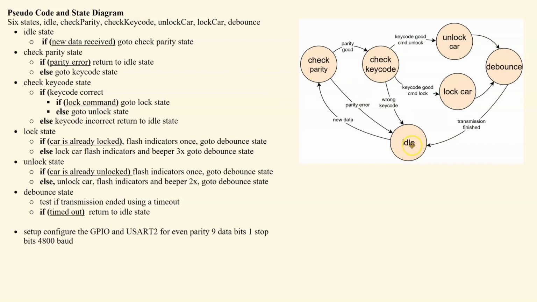We're a receiver. If we receive new data, we check the parity. If there's an error, we go back to idle. If the parity is good, then we check the key code. If the key code is wrong, we go back to idle. If the key code is good and the command was to unlock the car, we unlock the car and go to our debounce. If the key code was lock the car, then we lock the car and go to our debounce. The debounce waits for the transmission to be finished, and then we go back to idle.